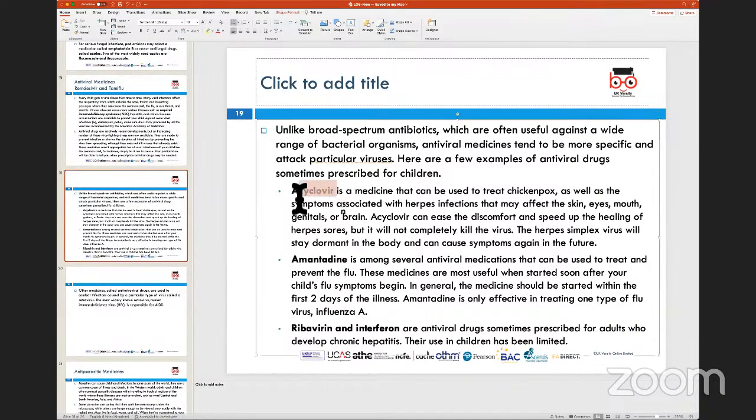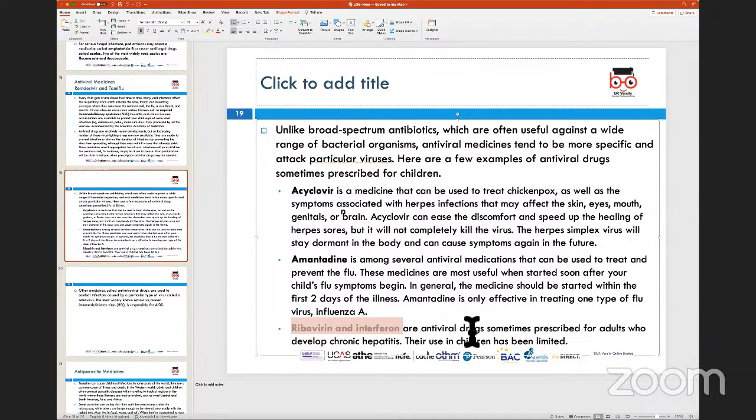So there could be four different types. You have acyclovir, you have the amantadines, you have riboflavins and interferons, and these are other types of antiviral drugs which are normally given to deal with what are called viral infections.